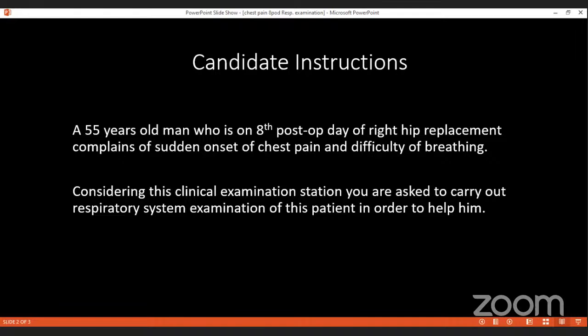How much should be the normal capillary refill? The capillary refill should be less than 2 seconds. So check capillary refill, check the patient's radial pulse, then check blood pressure, then listen for the heart sounds, and make sure that the heart sounds are normal.